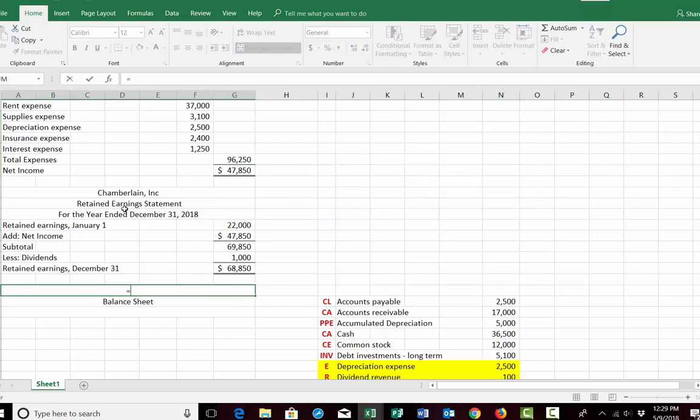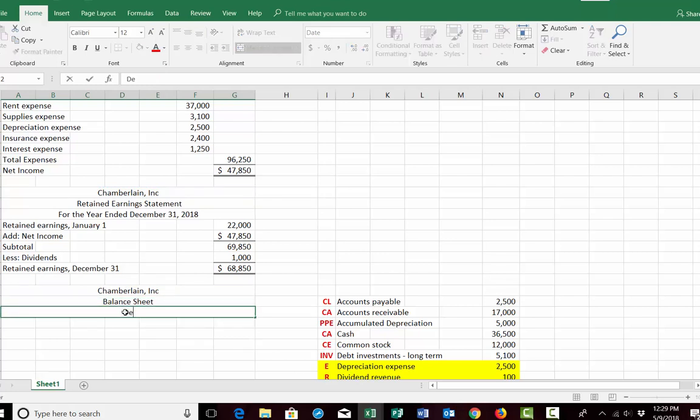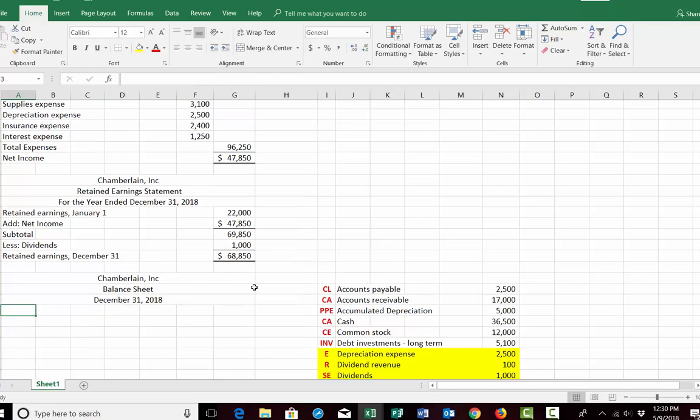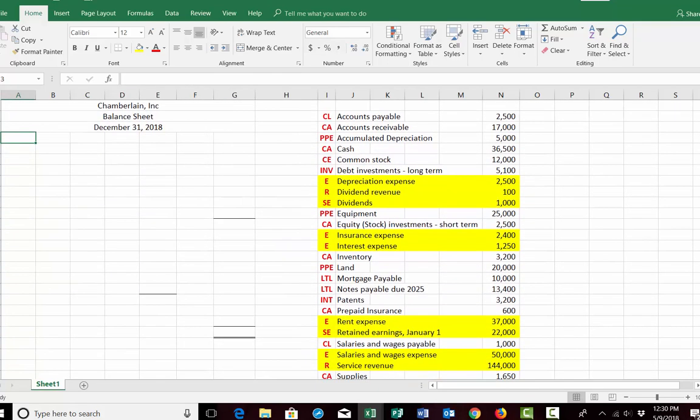So remember our balance sheet, we're also going to put the name of the company. Our balance sheet is for a point in time. So our balance sheet is December 31st, 2018. And let's move this up now. Okay, so remember what goes on our balance sheet. We have assets, liabilities, and stockholders' equity. And today we're going to classify our balance sheet into the different classifications here.